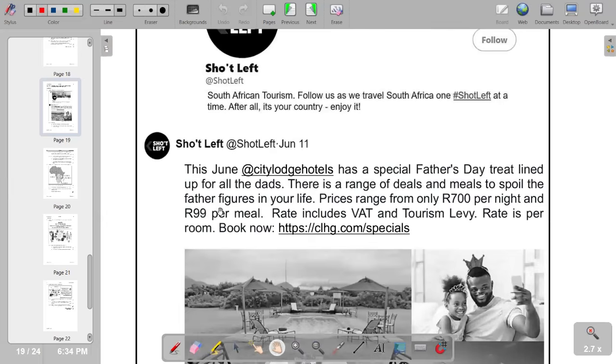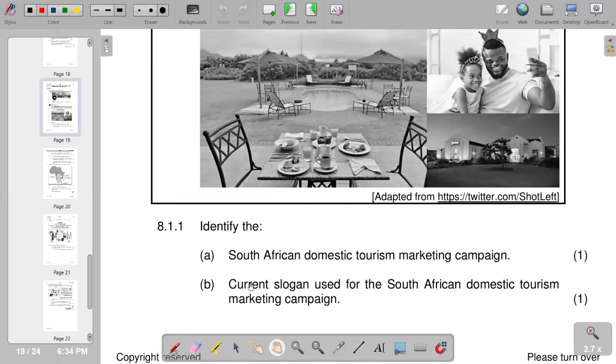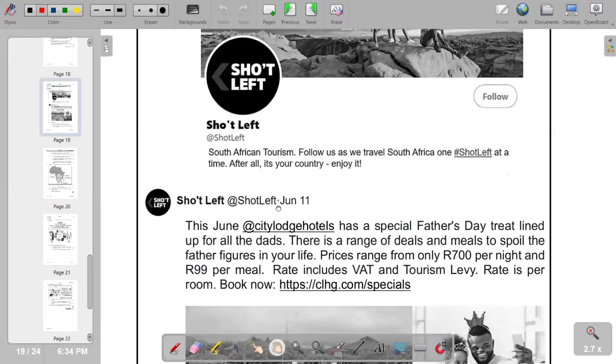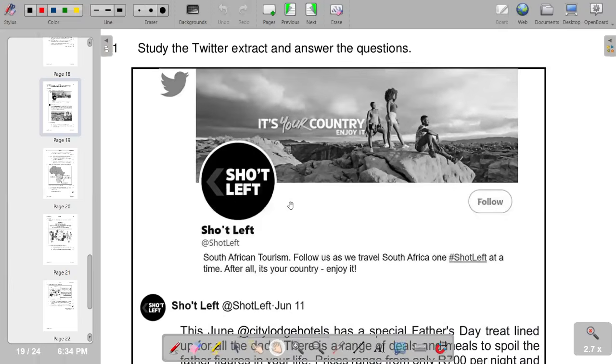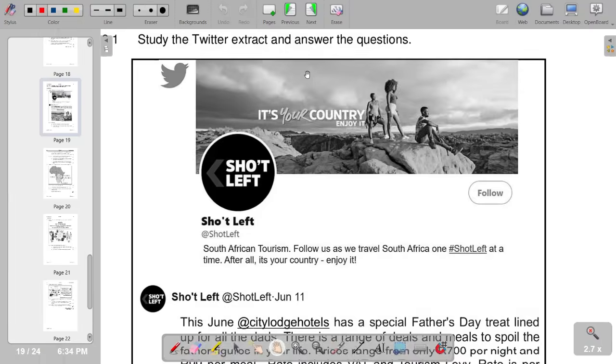Then moving on to the next part, which is the current slogan used for the South African domestic tourism marketing campaign. We check according to the information that we have, which is the slogan. If you come here, the slogan is indicated, whereby it reads, "It's your country, enjoy it." So that is the slogan that we have.